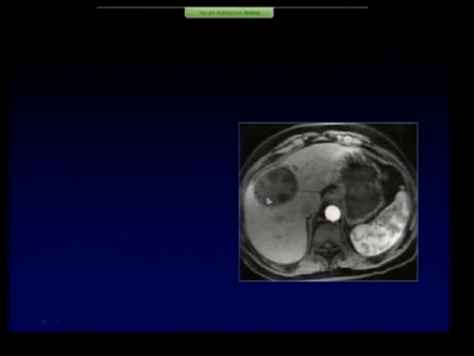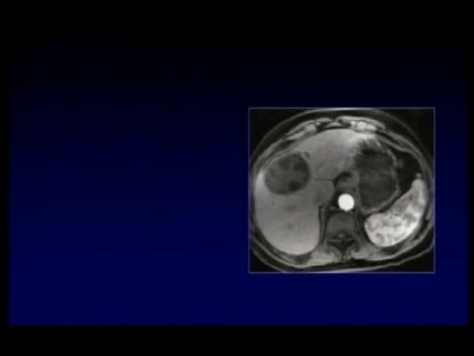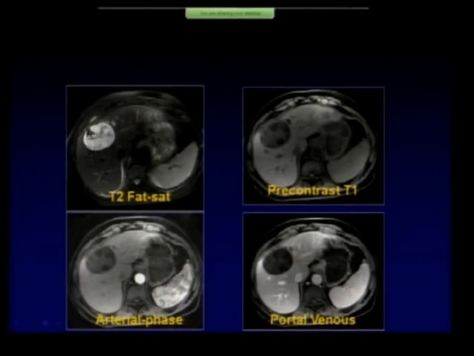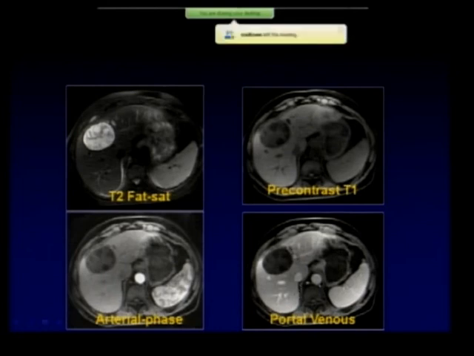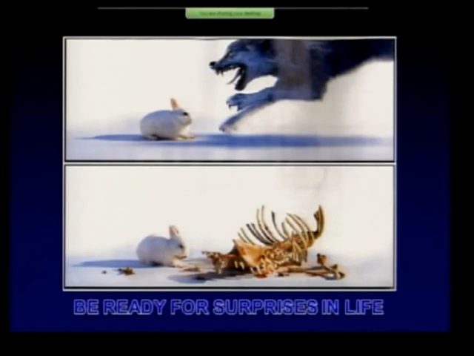Here is another lesion that has multiple daughter cysts within it. I'm sure a bell rings each time the word daughter cyst is mentioned, and again you can see multiple daughter cysts within this well circumscribed lesion, and there is no specific pattern of enhancement or washout within this lesion. There is also another additional lesion near the primary site. This patient actually had a positive Casoni's test, and this was hydatid disease of the liver. Be ready for surprises in life.